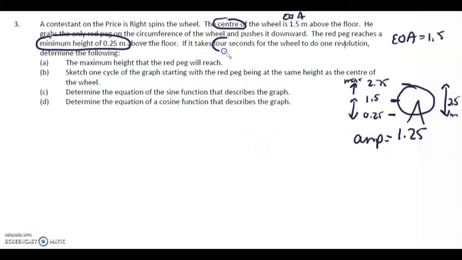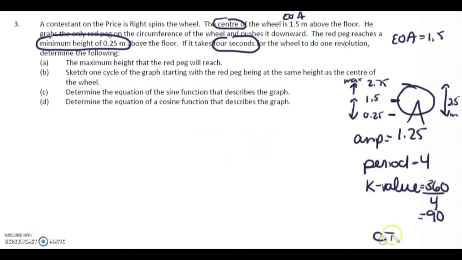It takes 4 seconds for the wheel to do 1 revolution, so the period is 4. Now the k value is 360 divided by 4, which is 90. So the critical interval is period over 4, which is 1 second.